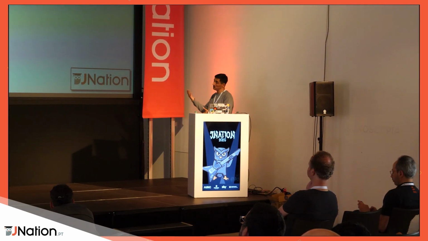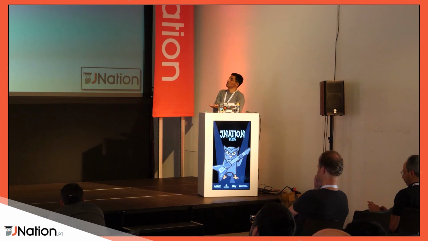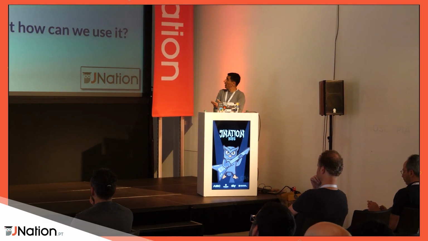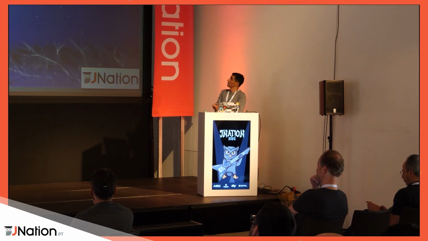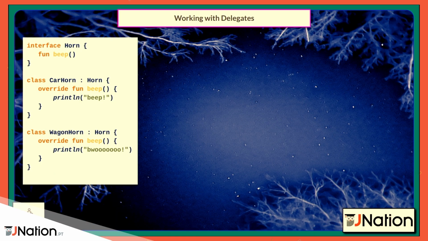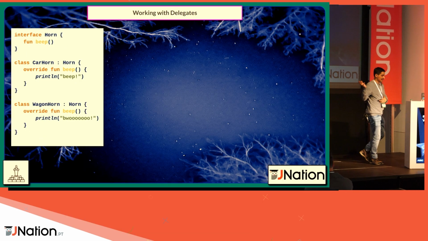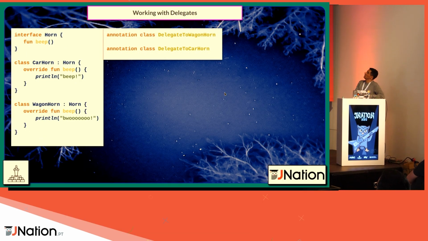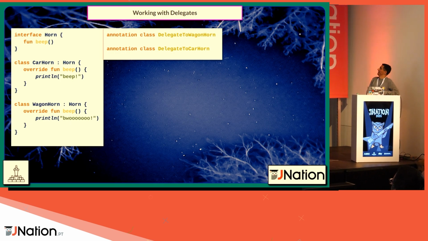And here I have an example where we can apply annotations also to delegates, and where it can be useful as well. So how can we use this? I've made an example where I've got an interface called Horn. It's got a function to beep, and I've got a car horn and a wagon horn, and they make different sounds. I'm not going to say those sounds, but the idea is that we have two different implementations, and then we've got two different annotations, a delegate to wagon horn and a delegate to car horn.